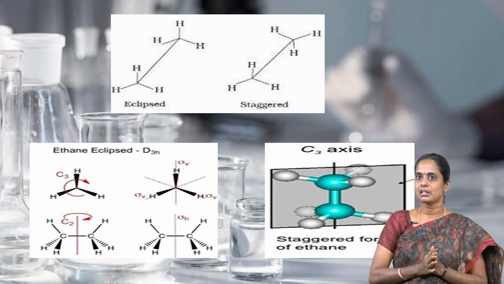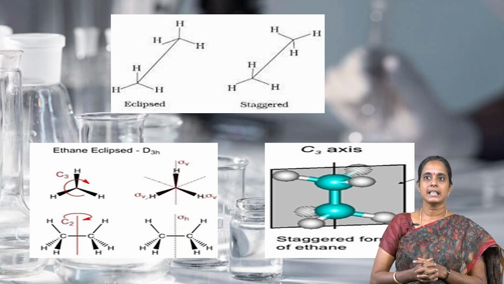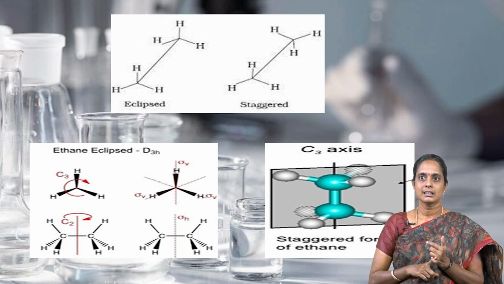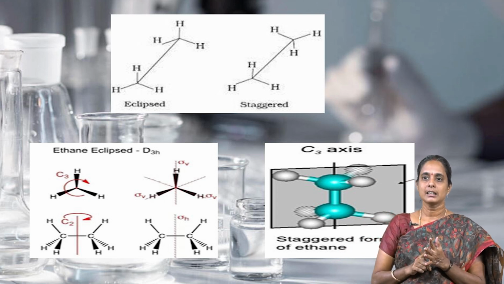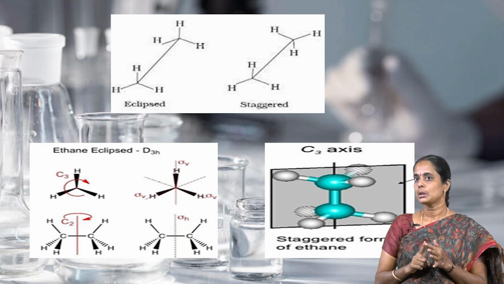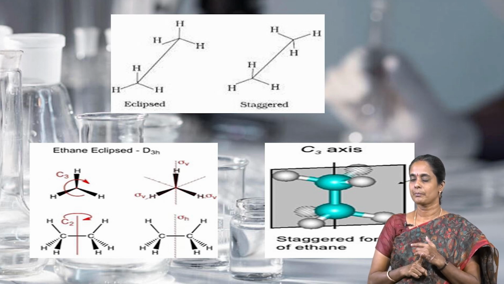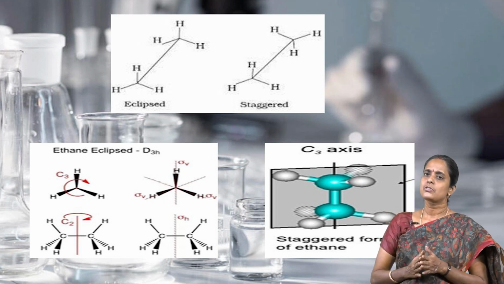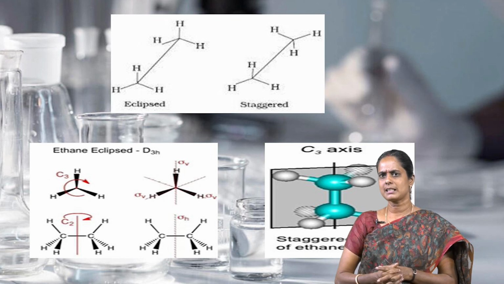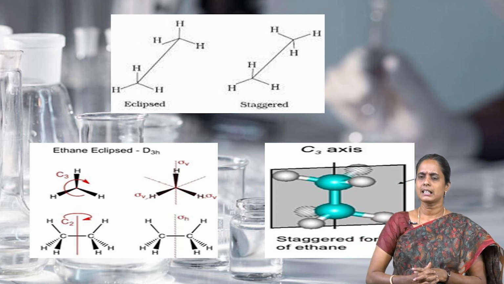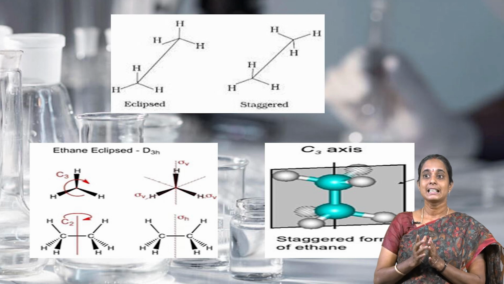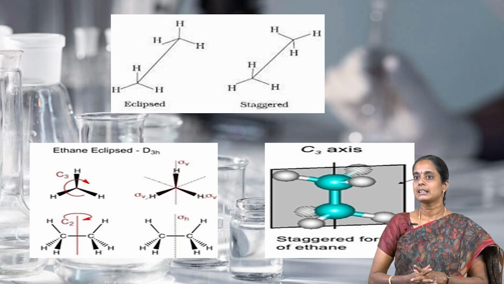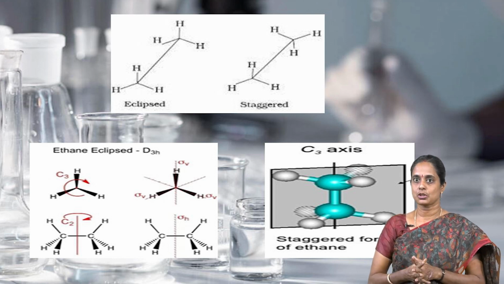In the eclipsed conformation, ethane possesses the following symmetry elements: C3, 3 sigma v, 3 perpendicular C2 axes, S3 and sigma h. Here there is no S6 and no inversion center. So, compiling all the symmetry elements, staggered ethane belongs to the symmetry group called D3d, but the eclipsed conformation belongs to D3h.